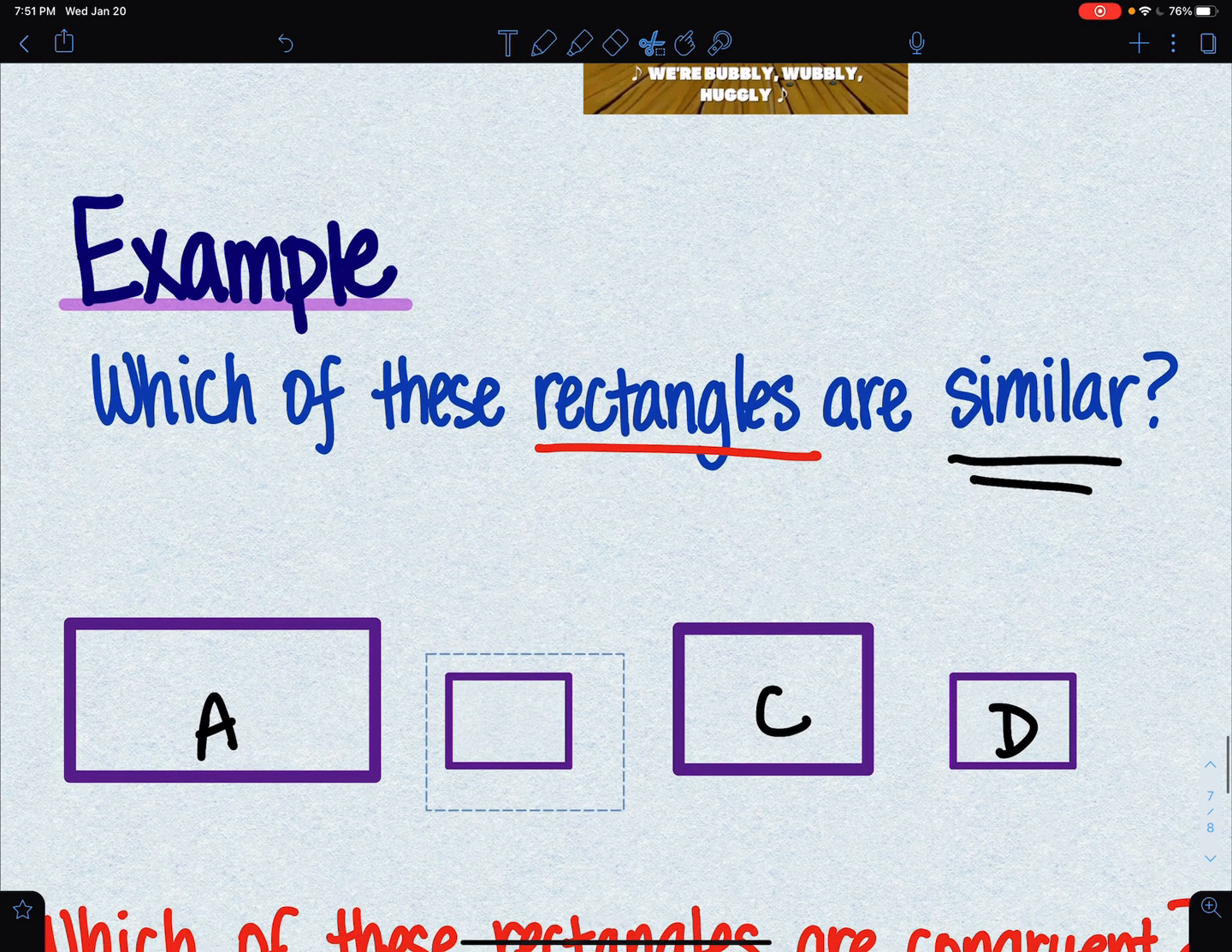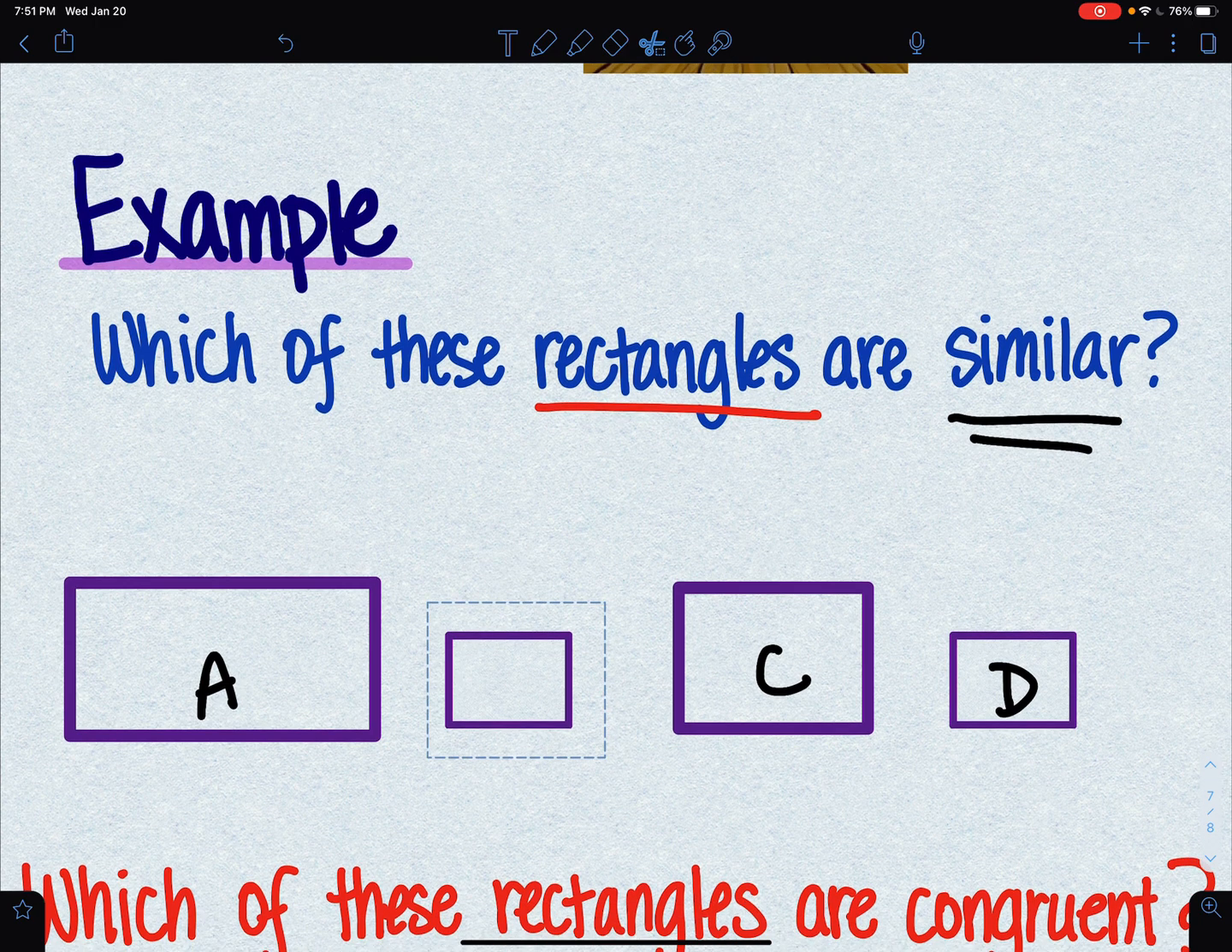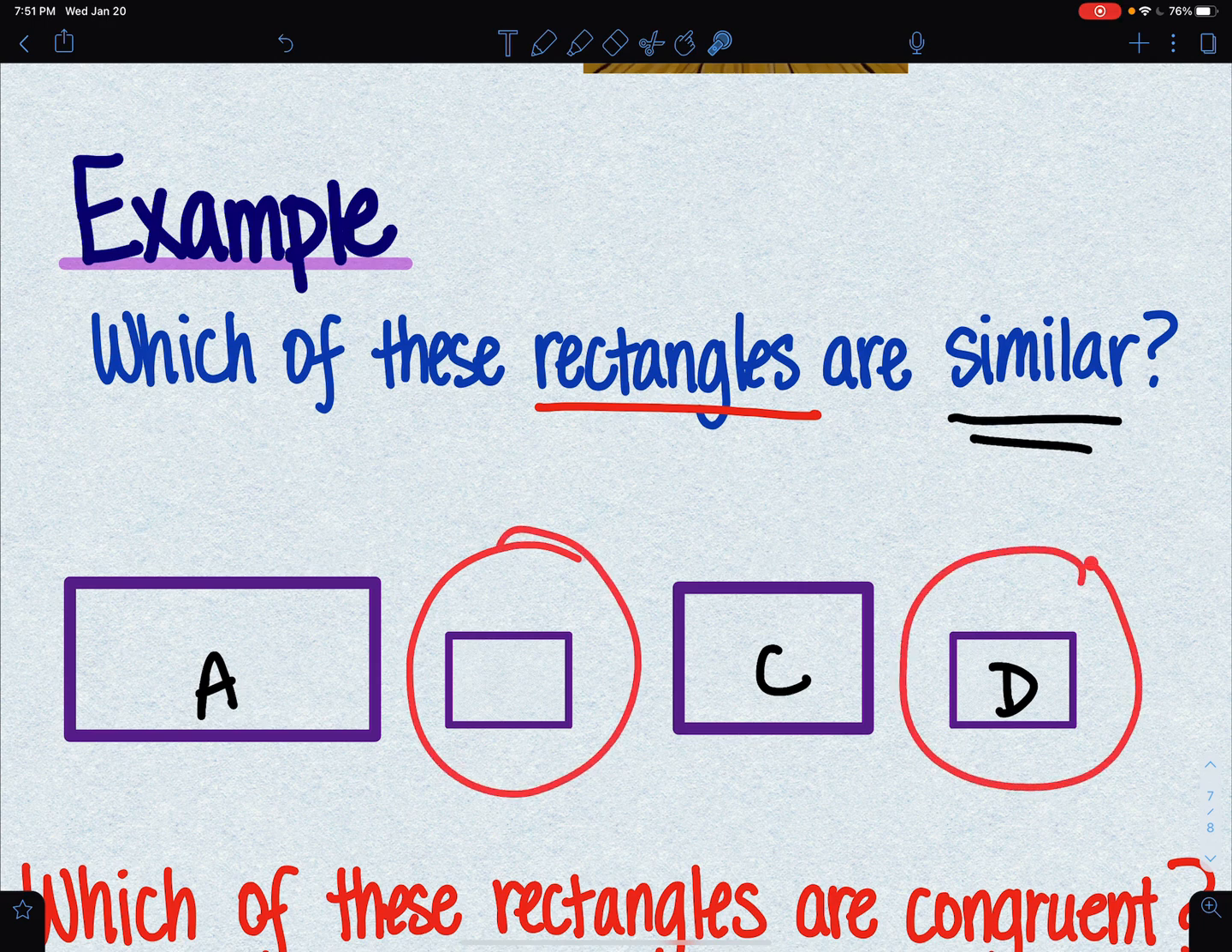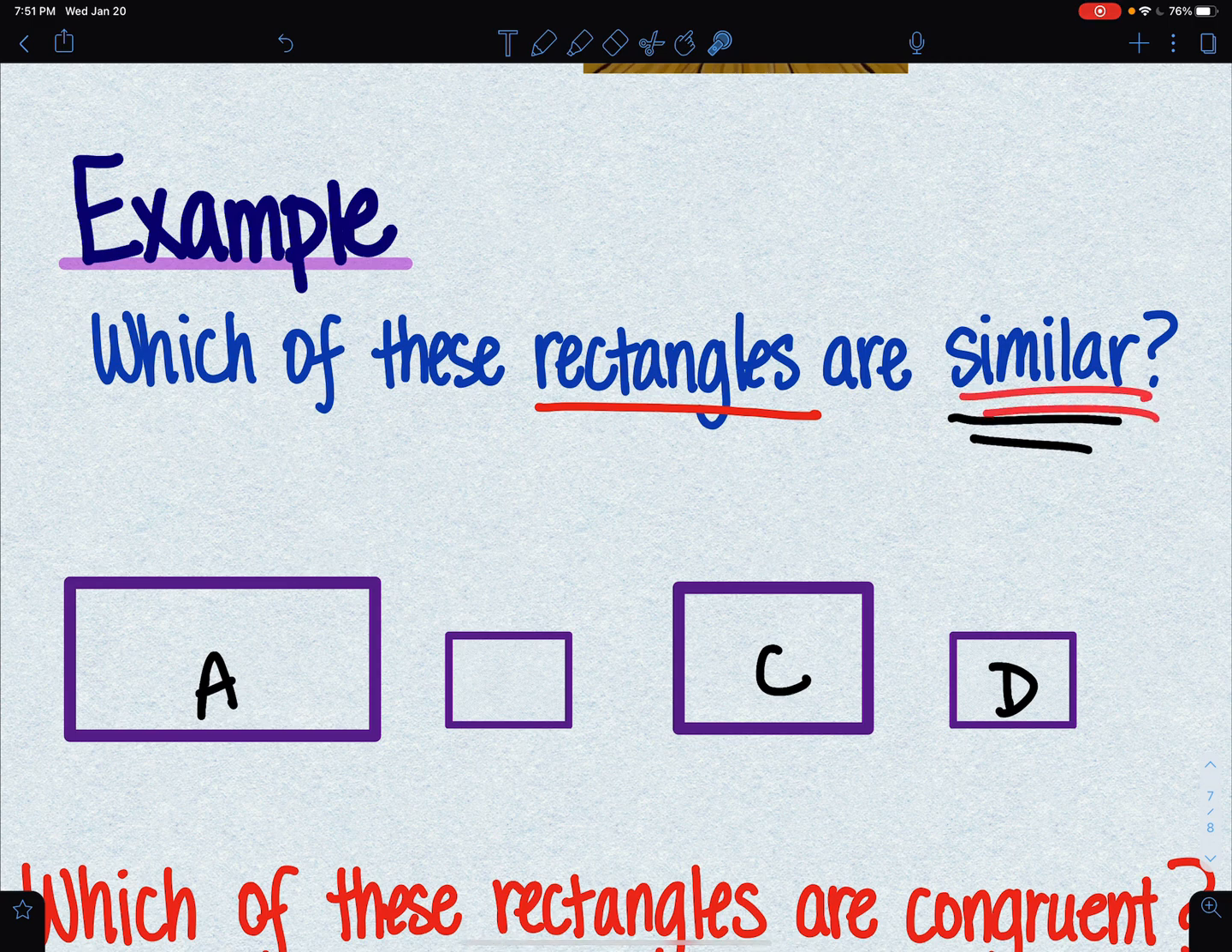And the reason is because those would be congruent. Like I'm looking at this one and this one, and those are exactly the same. So that means they're not just similar, they're congruent. So I'm not going to call them similar. But which one looks like this, just bigger? And I think it's C.